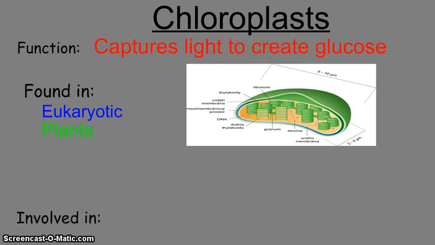And you can see that's what the chloroplast looks like. It's green because of the chlorophyll inside of it to help attract the correct wavelength of energy. And it's involved in energy production just like the mitochondria are. Now, chloroplasts are only found in plants, whereas mitochondria are found in both plants and animals.